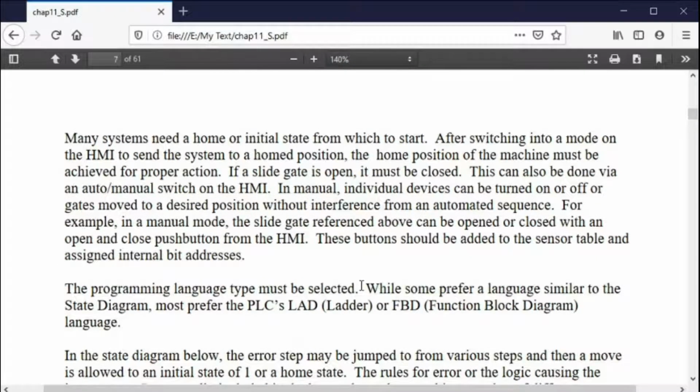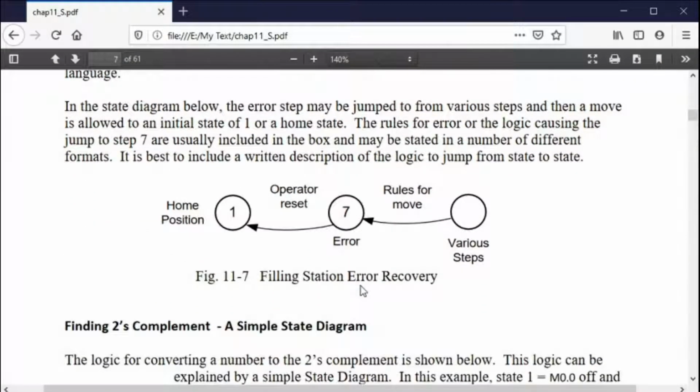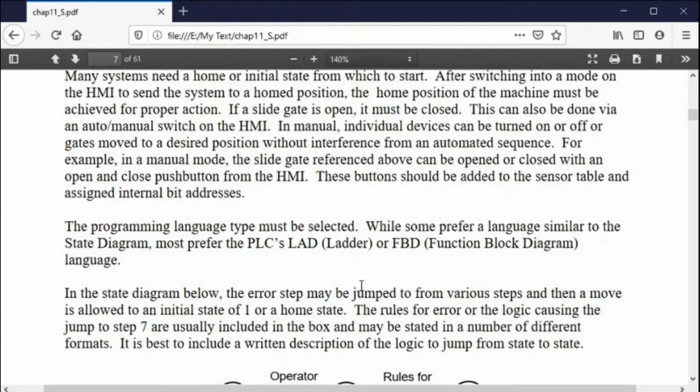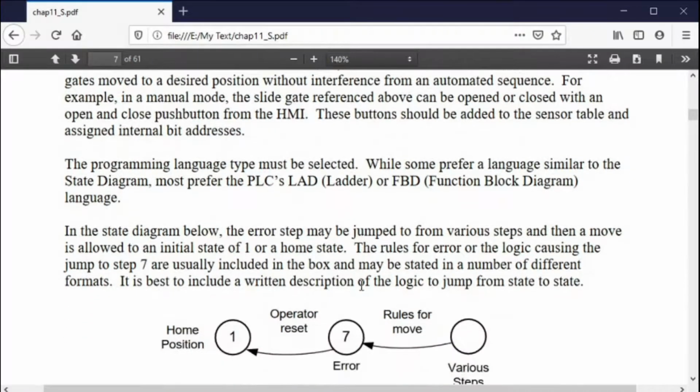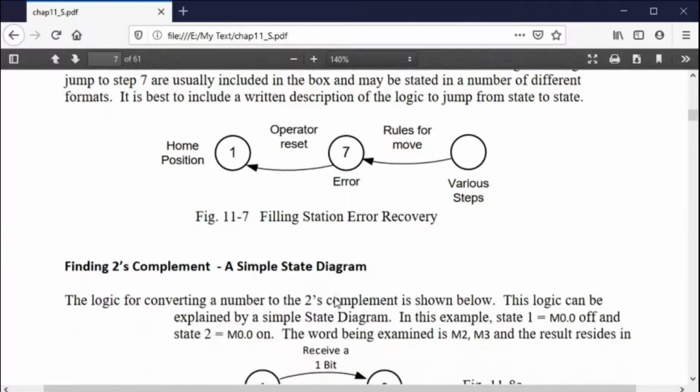So, you have to pick a programming language, obviously. And in this case, you're going to be looking at specific stations and that type of thing. So we're going to also have a recovery set of state diagram, and also a homing sometimes for state diagram.